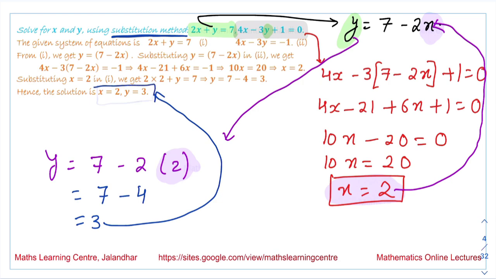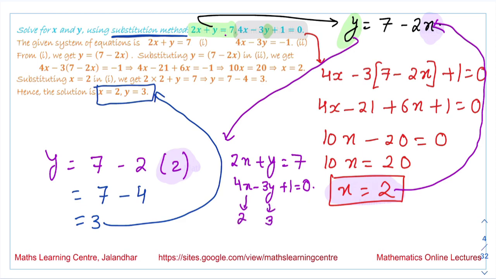So these are the values of x and y which satisfy both these equations. You can check this answer, you can verify it. How are you going to verify? You will substitute these values in the equations. One is 2x plus y is equal to 7, and the second is 4x minus 3y plus 1 is equal to 0. You just substitute these values over here. In place of x write 2, in place of y write 3.